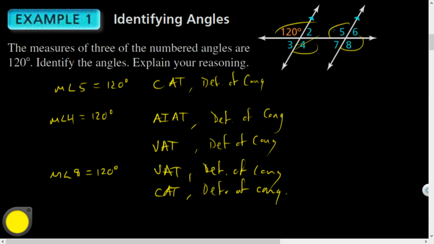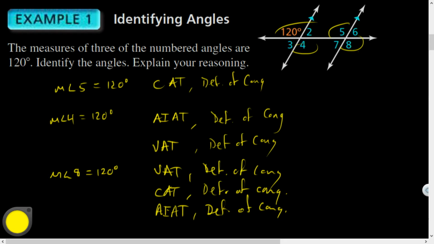If I didn't know 4 or 5. Alternate exterior with the original 120. Alternate 8. And then def of congruence, right? So multiple explanations. There's lots of ways that we could have come to those conclusions.